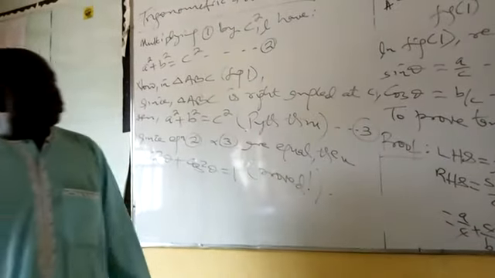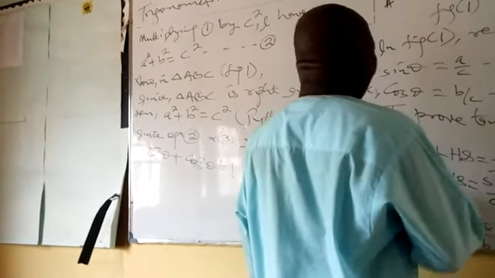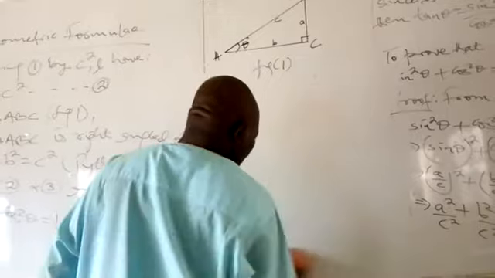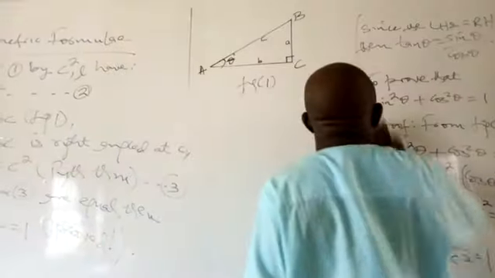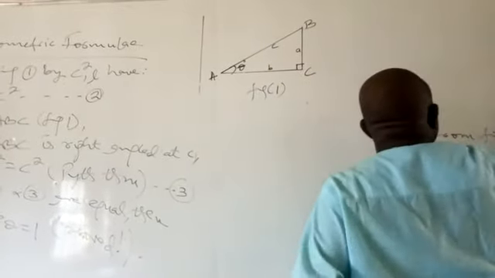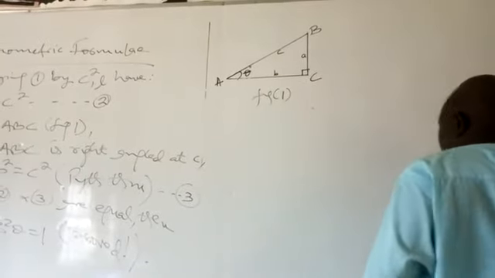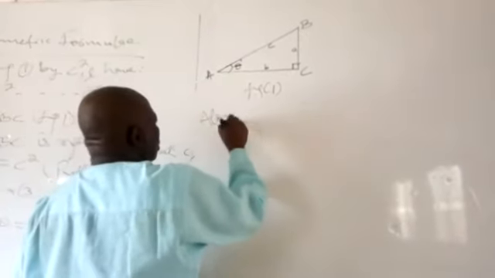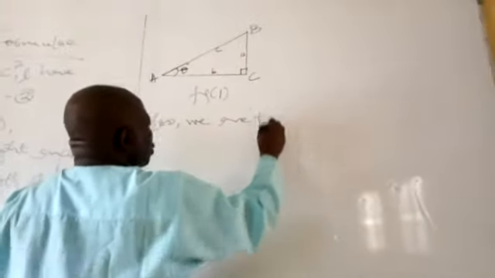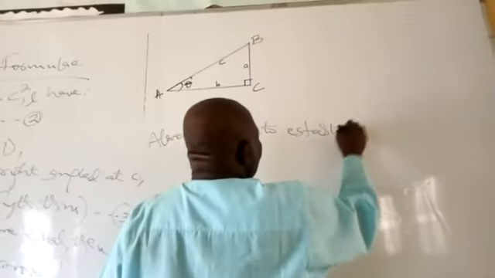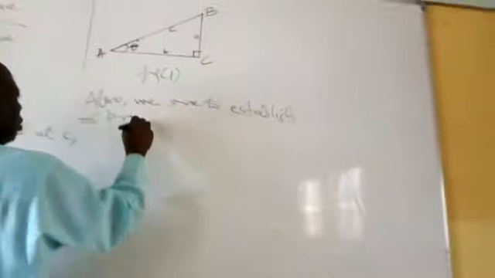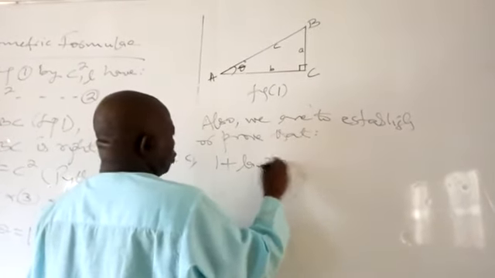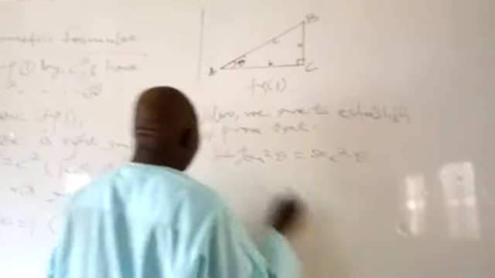Then the next thing now is to establish or prove that 1 plus tan square theta is equal to sec square theta. Proof.